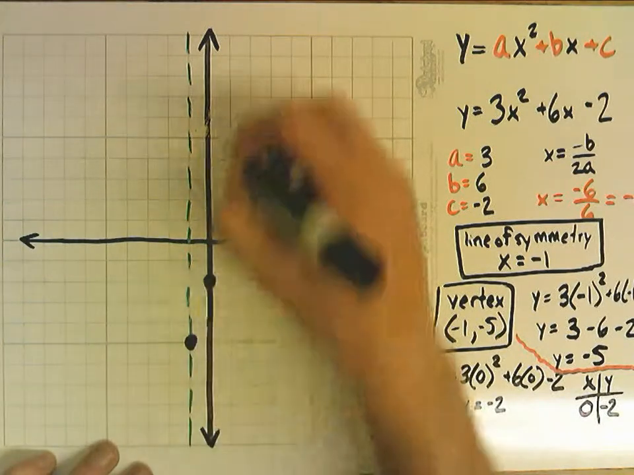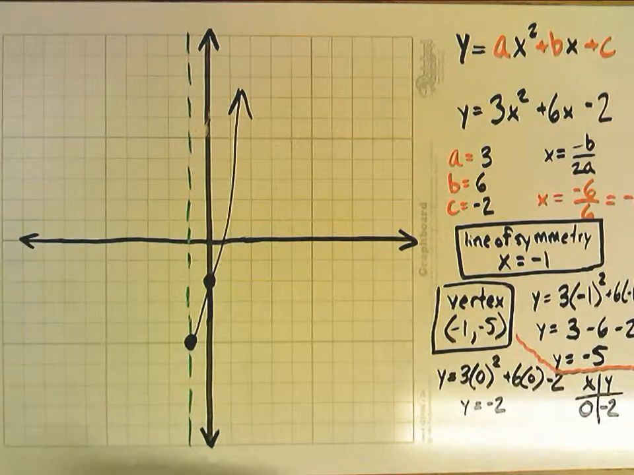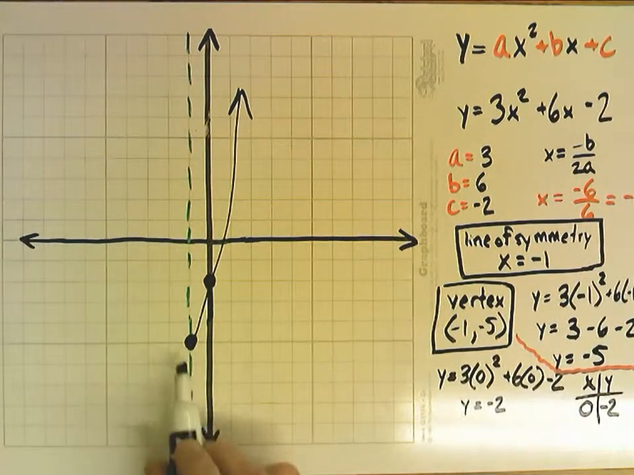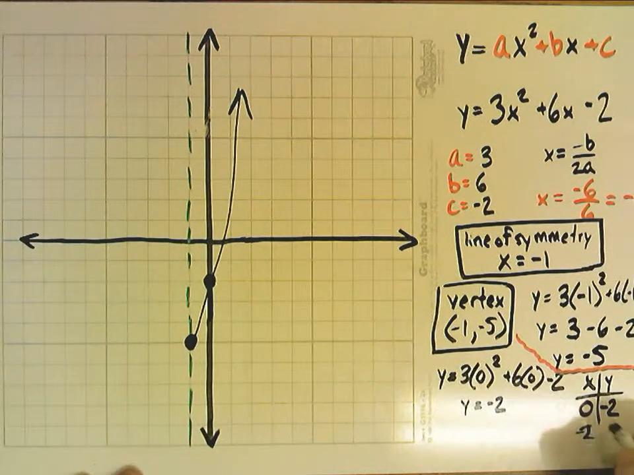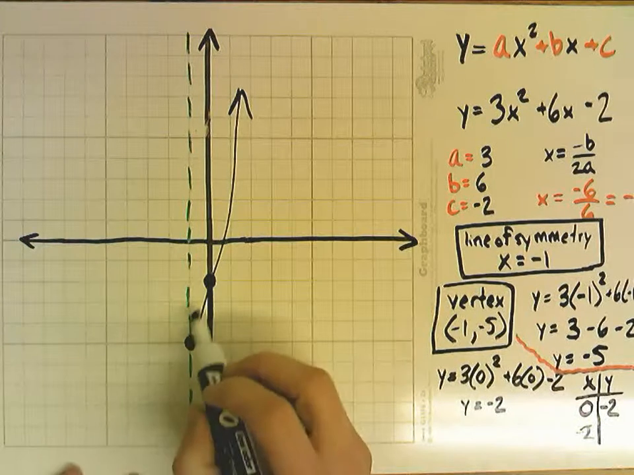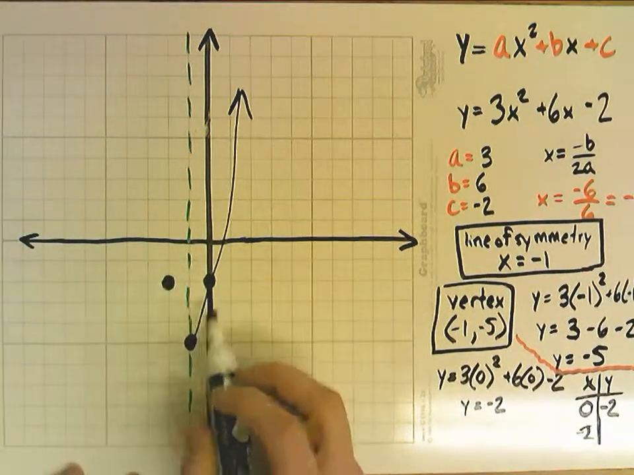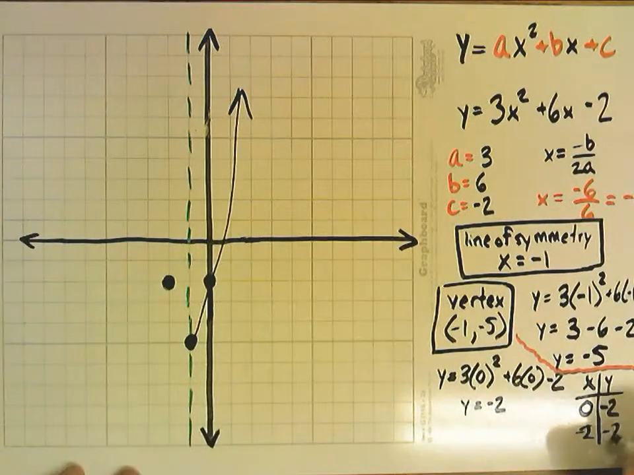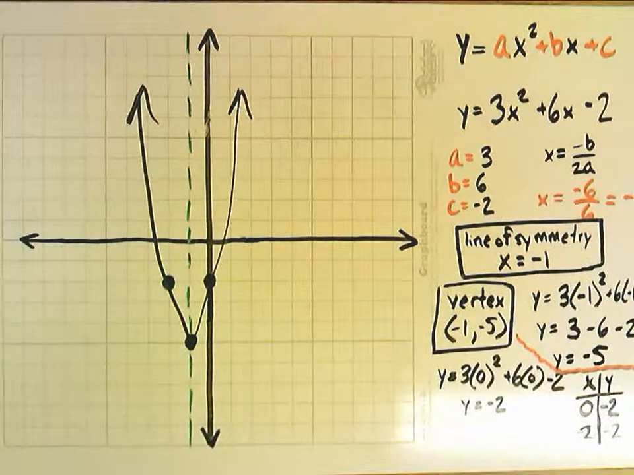Now we can finish the right side of our parabola. If we were to graph the other side, say we plugged in -2 for x, without even doing it we know, because this line of symmetry is a mirror, that our other point is going to be right here. So at -2, we're also going to get -2. So we can finish our parabola just like this, and this is our final graphed parabola. There's our vertex, there's our line of symmetry.